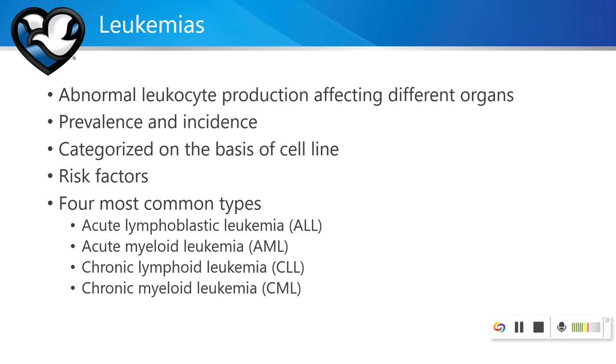Leukemia is a cancer of leukocytes, and in this disease, the bone marrow stem cells make abnormal leukocytes that travel through the vascular system affecting different organs. Leukemias are classified by their cell line, whether that is myeloid or lymphoid, and as either acute or chronic. The 4 most common types of leukemia are acute lymphoblastic leukemia, or ALL, acute myeloid leukemia, AML, chronic lymphoid leukemia, CLL, and chronic myeloid leukemia, CML.